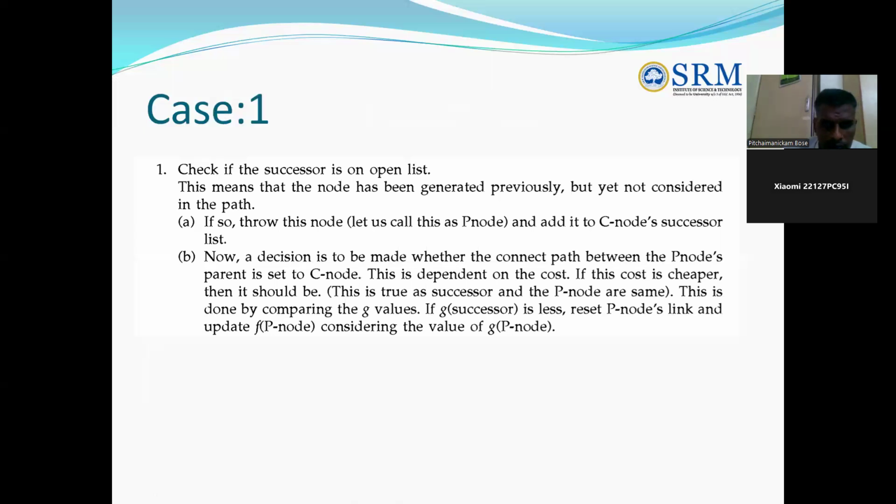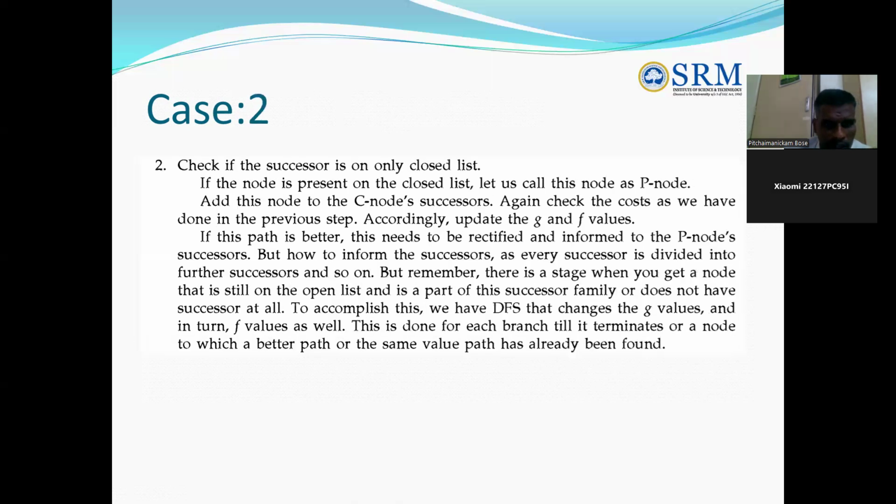We have three different cases. One is to check if the successor is in the open list. This means the node has been generated previously and should not be considered again. If so, we add it to the C node's successor list, and a decision should be taken to connect the path between the node's parent and the C node. This is case one.